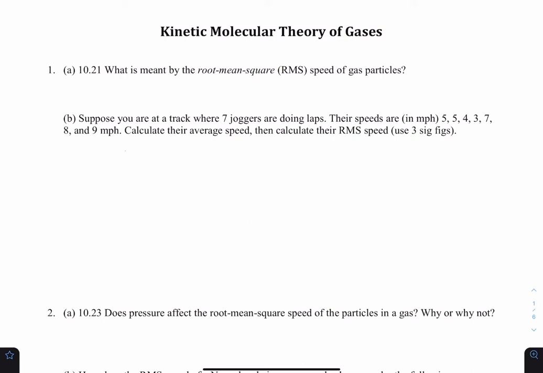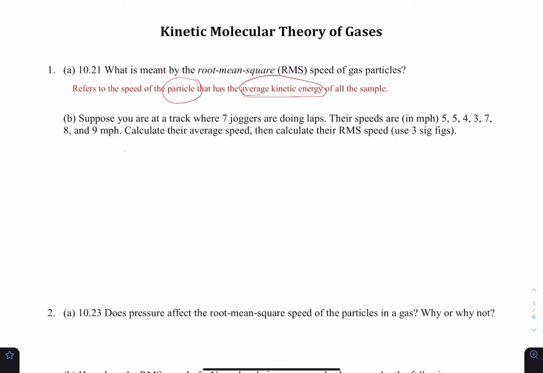Alright, so number 1, what is meant by the root mean square speed of gas particles? The root mean square speed refers to the particle that has the average kinetic energy of all the sample. Beyond the definition, you don't need to know much more. As long as you know that the root mean square refers to the speed of the one gas particle that has the exact same kinetic energy as the average kinetic energy of the whole gas sample, that's all you need to know.